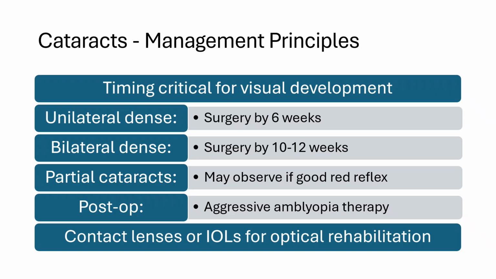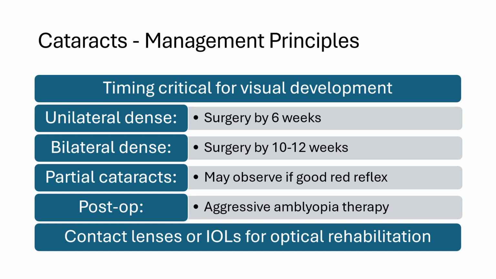Not every cataract requires immediate surgery. Partial cataracts that maintain a good red reflex and allow the infant to fixate and follow can be observed closely. Serial examinations help determine if the opacity is progressing or interfering with visual development. The decision balances surgical risks against visual potential. Surgery in a newborn carries inherent challenges, including difficult optical rehabilitation and higher complication rates.